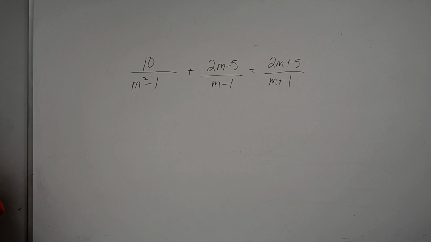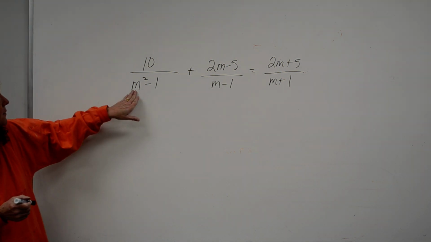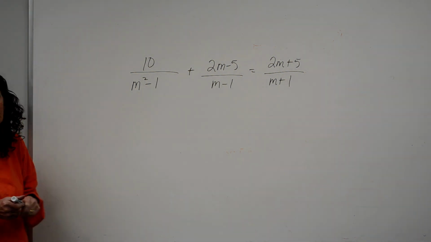So for the bottom of the first one, would it factor -1 times m plus 1? It's m plus 1 times m minus 1, because that's the difference of squares. Because I can take the square root of m squared and I can take the square root of 1.